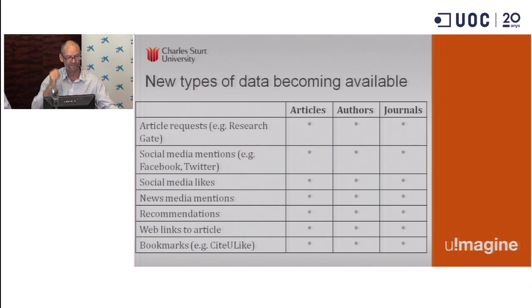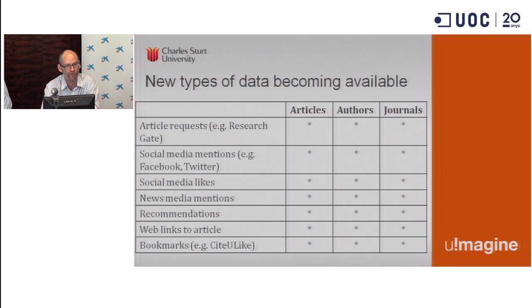Okay, so there's a few changes to this whole territory that are interesting at the moment. So there's new types of data that are becoming available. Tools like ResearchGate, for example, are providing new ways to access articles. So requests for articles through ResearchGate, for example, could be a new piece of data we could use in a metric. Social media mentions on things like Facebook and Twitter provide another source of information about interest from the community in articles. Social media likes, mentions in the news media provide a broader kind of measure of the impact that an article is having beyond academia.